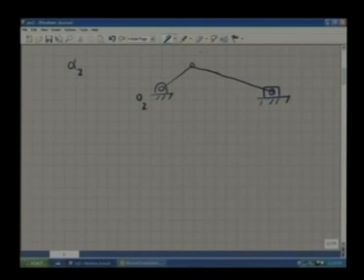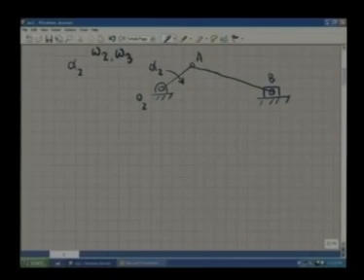O2, A, B. We have completed the velocity analysis for given omega 2. We have already determined omega 3. So omega 2, omega 3 are known at this stage, and we also specify alpha 2, let us say in the clockwise direction again.